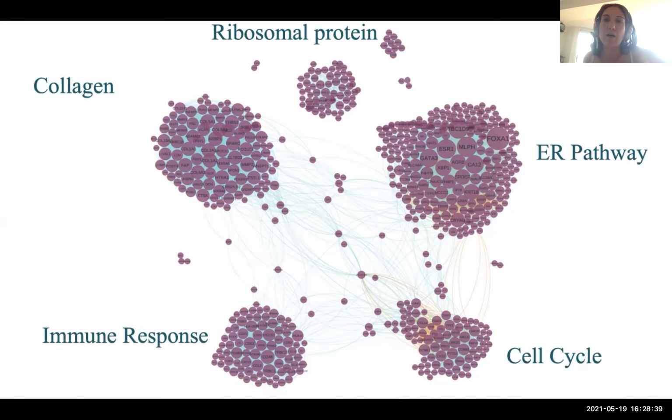But this network analysis again reinforces the results that we have found before. And in fact, these 5 different clusters are associated with the same pathways that we have found before. So the HER2 pathway, the cell cycle, the immune response, the collagen, and the ribosomal protein.